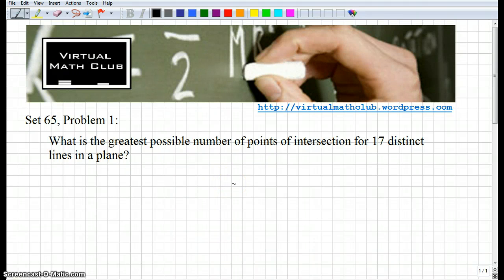What is the greatest possible number of points of intersection for 17 distinct lines in a plane?